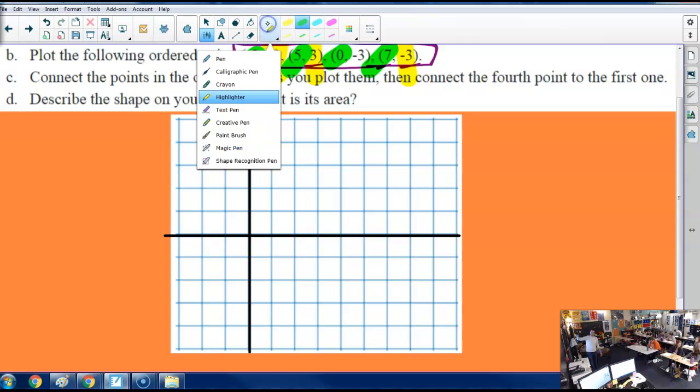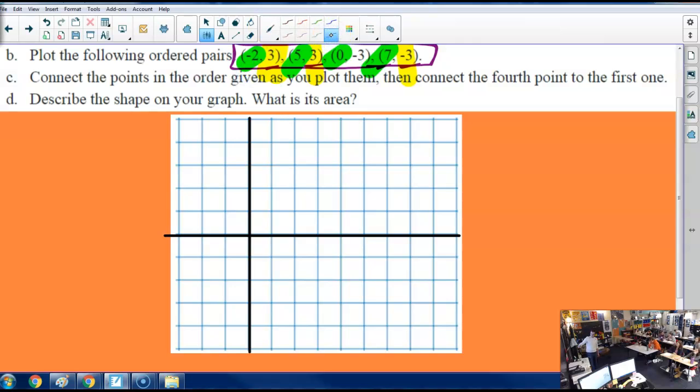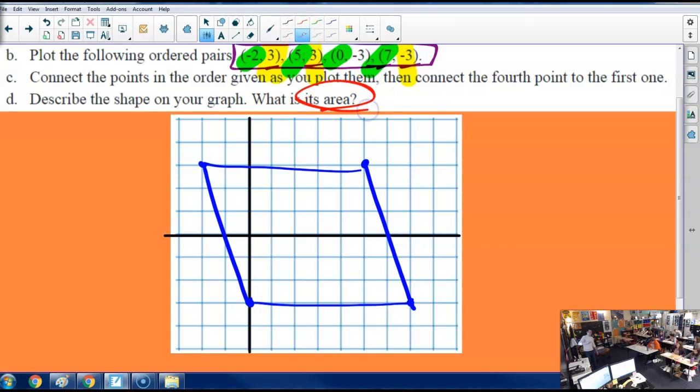So then we can plot -2, 3, 5, 3, 0, -3, 7, -3. Should have made a parallelogram. Then, if you were asked to find its area, I've got money on it that a lot of you didn't do this part of this problem.